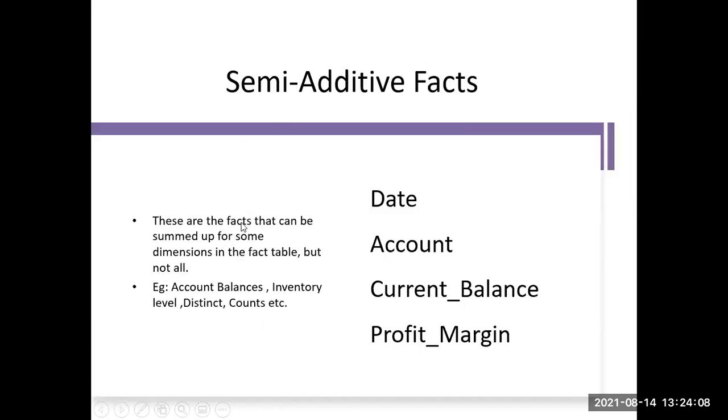Then semi-additive facts are the facts that can be summed up for some dimensions in the fact table, not all. Examples are account balances, inventory level, and listing or counts. Take the example of account current balance and profit margin. Account balances: one customer can deposit or withdraw. I can calculate his current balance or current amount. But in a bank, we are not working for a single customer, we are thinking about n number of customers and today's current balance.